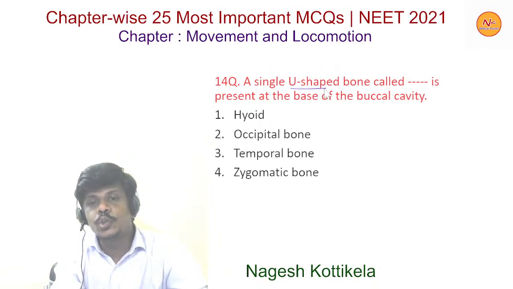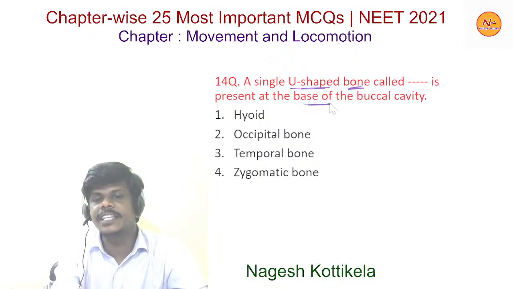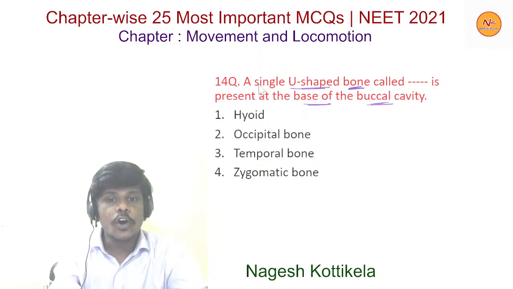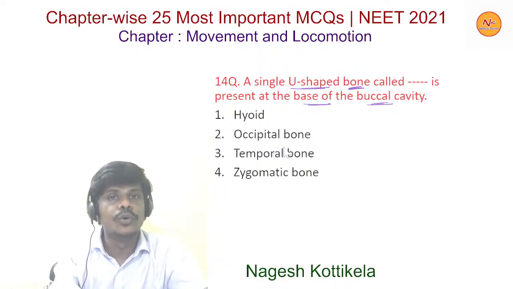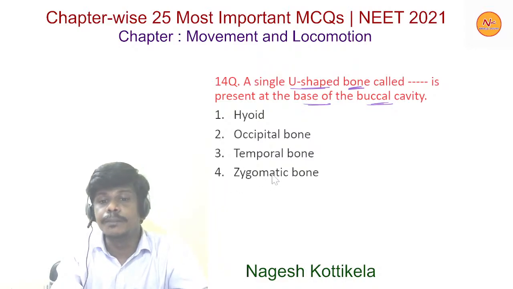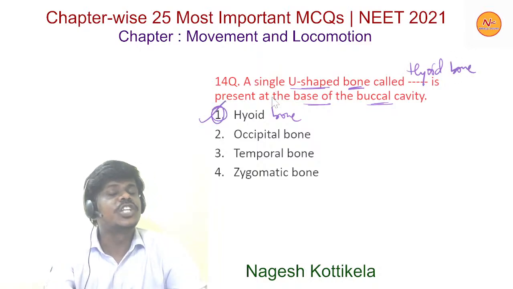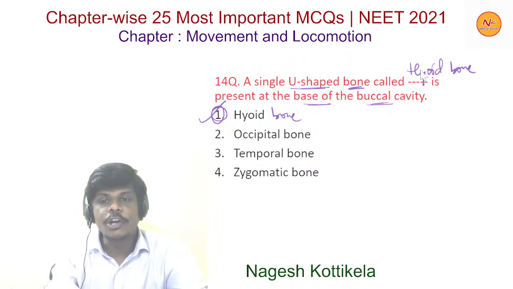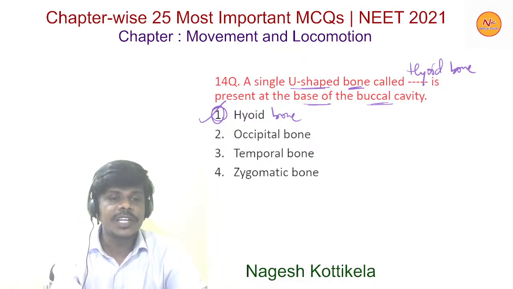A single U-shaped bone called dash is present at the base of the buccal cavity. Option 1, hyoid, option 2, occipital bone, option 3, temporal bone, option 4, zygomatic bone. So here option 1, that is hyoid bone, is a correct one. So a single U-shaped bone called hyoid bone is present at the base of the buccal cavity. Now moving to the next one.